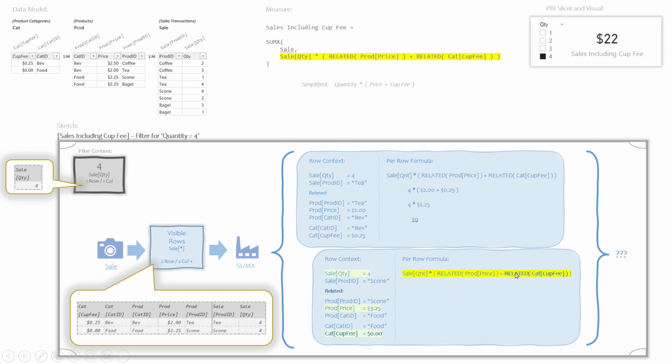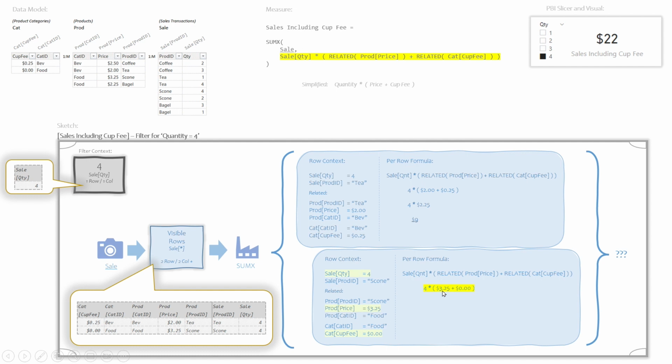And likewise, if we look at this reference, related cat cup fee, related says go in the row context and look in the related section. Don't look in the normal section, it ain't out there. Go look in the related section and see if you can find something called cat cup fee. And sure enough, in the related section is cat cup fee, and it has the number $0.00, okay? So this will return $0.00. Let's go see what that looks like. There we go. So we've got 4 times 325 plus 0.